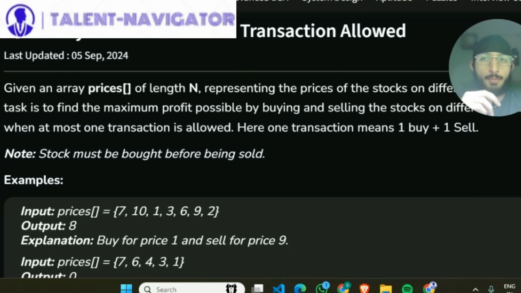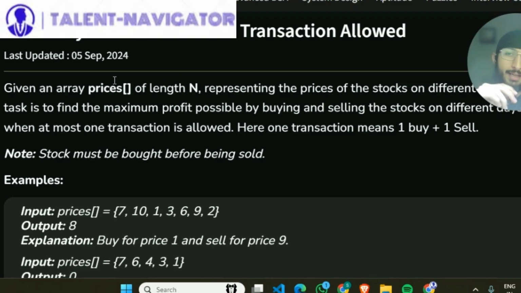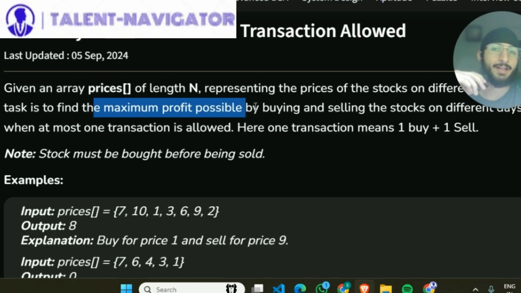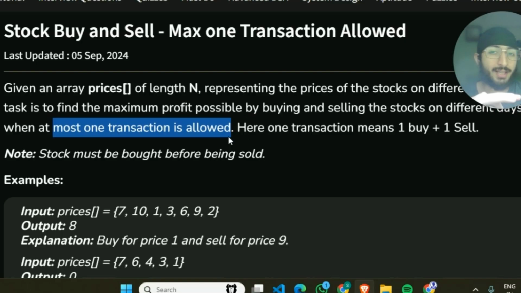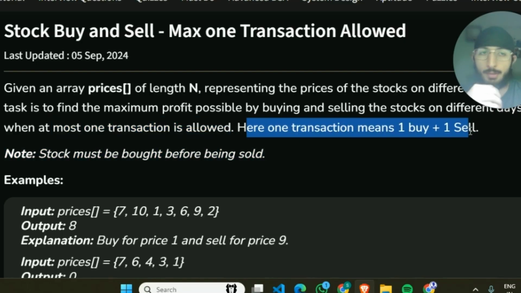I'm going to go over the problem stock buy and sell, maximum one transaction allowed. First, I'll go through the problem statement. Given an array prices of length n representing the prices of the stocks on different days, the task is to find the maximum profit possible by buying and selling the stocks on different days when at most one transaction is allowed. Here, one transaction means one buy plus one sell.